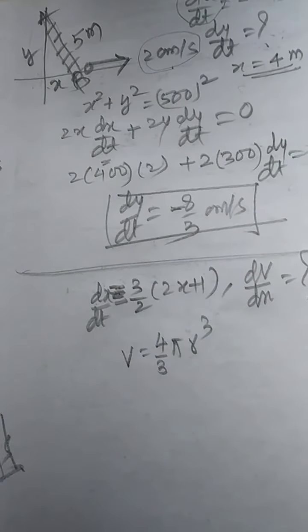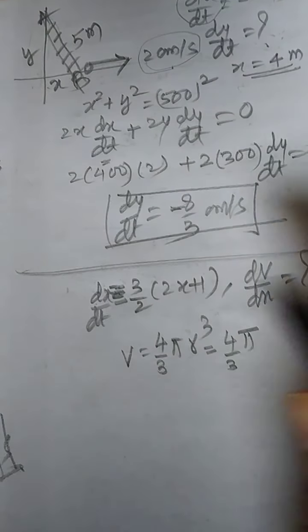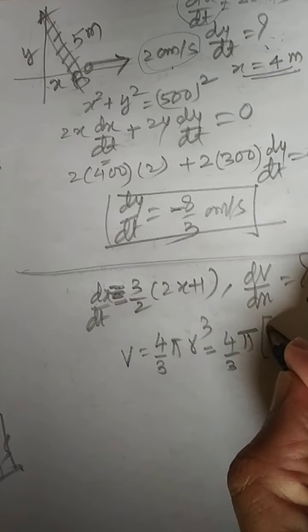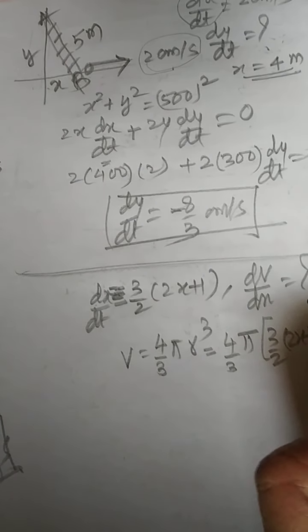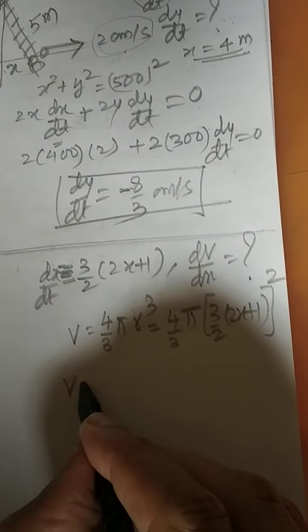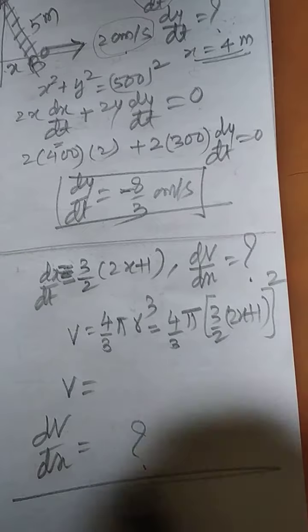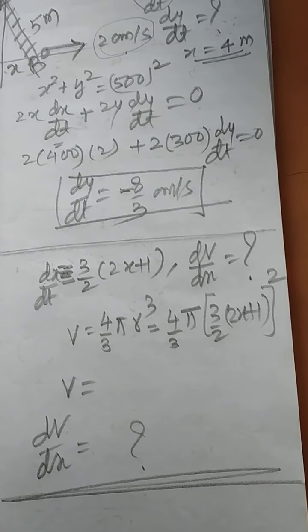The diameter is given, so what should I do? Diameter by 2 is nothing but the radius, 3 by 2 times 2x plus 1, the whole square. I write 4 by 3 pi as it is. You can simplify. This is the volume expression you will get, and just get dV by dx. This is a question which is not with respect to time. The demand of the question is how fast the volume is increasing with respect to x. This calculation you can do, and with this question we will conclude. The remaining questions you can try and complete the assignment. This is nothing but rate of change of quantity.